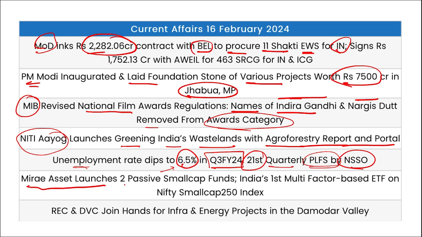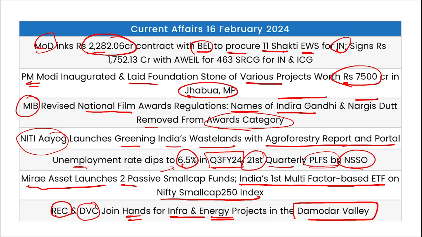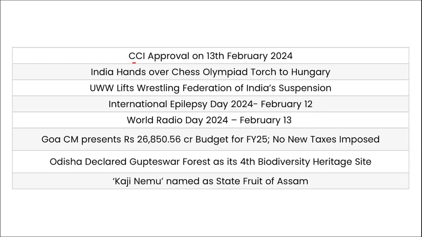Then Mirae Asset has launched two passive small cap funds, that is India's first multi-factor based ETF on Nifty Small Cap 250 Index. And REC and DVC have joined hands for infrastructure and energy development projects in the Damodar Valley. Next is CCI approvals we have seen. Then India handed over the Chess Olympiad torch to Hungary. Then UWW, that is United World Wrestling, yes, UWW, United World Wrestling, they have lifted the Wrestling Federation of India's suspension.